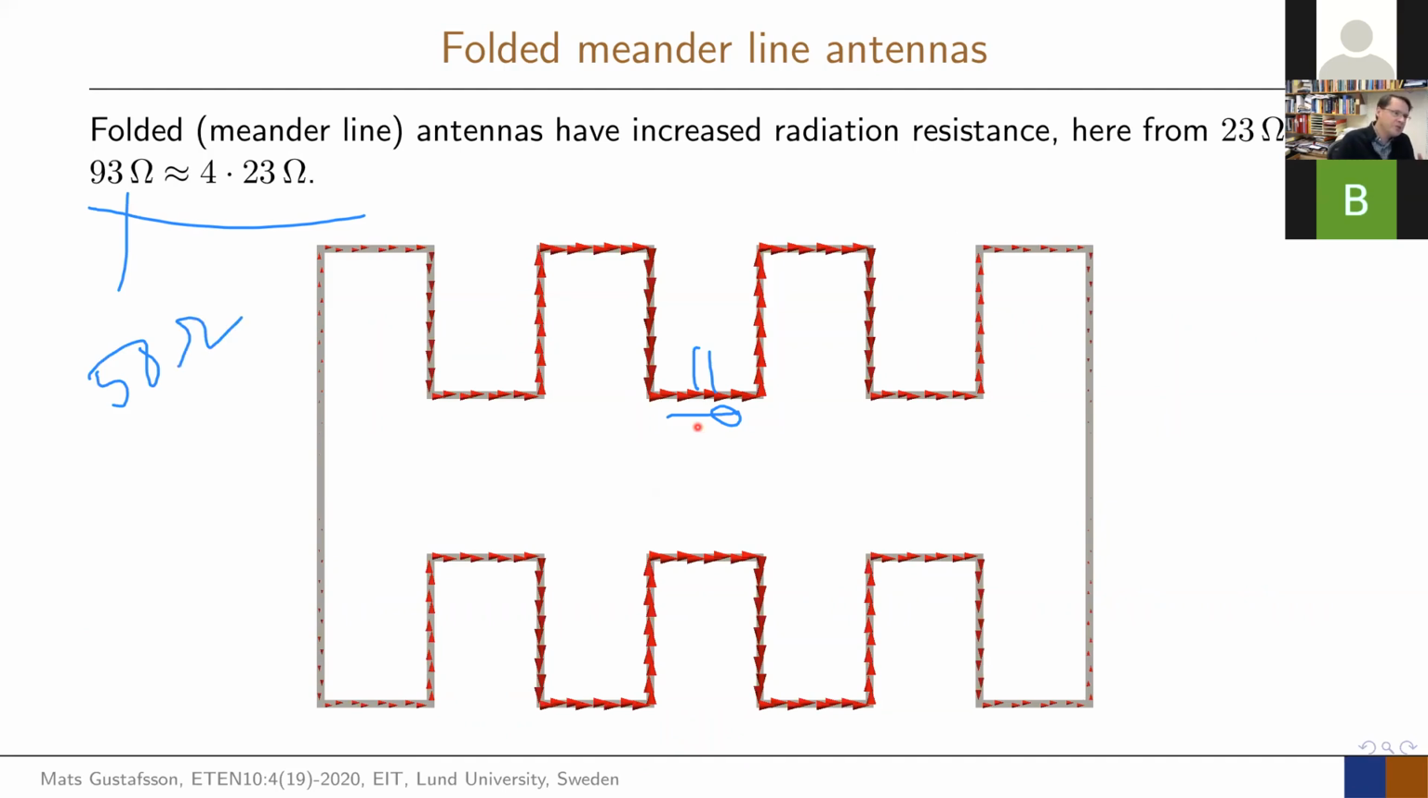But I need some of these tricks to be able to play with these antennas. I need to compensate for different things, and I need to pay a price in many cases when I do this. But again, folding is one of those actually very good ideas to increase radiation resistance when you start shrinking your antenna. It's not the only one, but it's one that is really good.